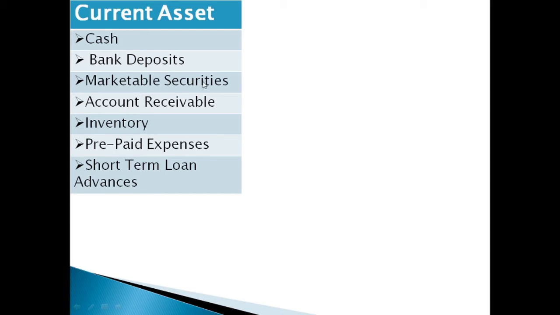Third is marketable securities. Let's say you have invested some amount in stock market securities, which you can sell and convert into cash. So that is one form of generating cash. Accounts receivable is like, let's say you have sold some of your inventories in the past to one of your clients. Now you are going to get the amount for it. So those are accounts receivable.